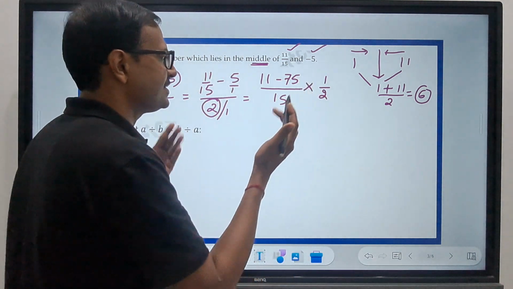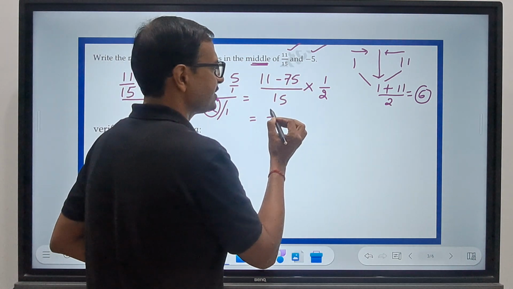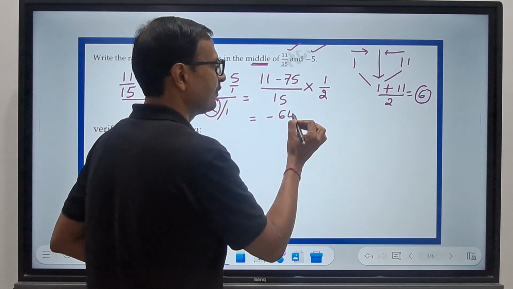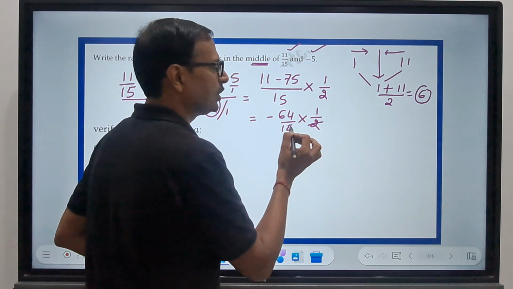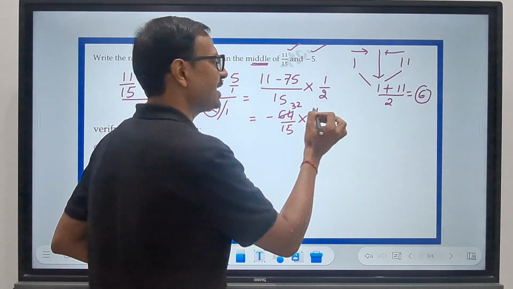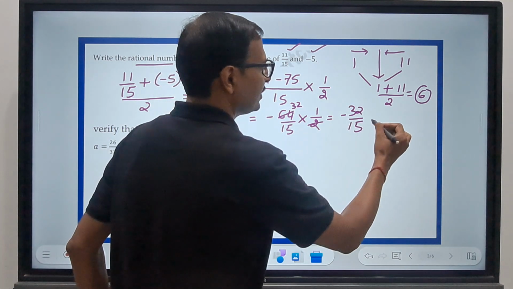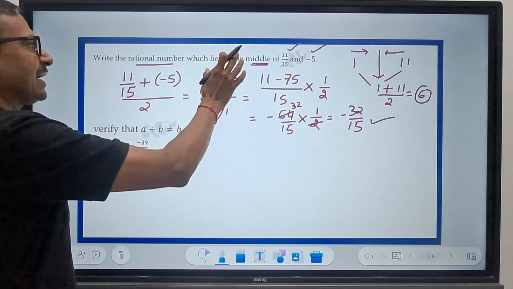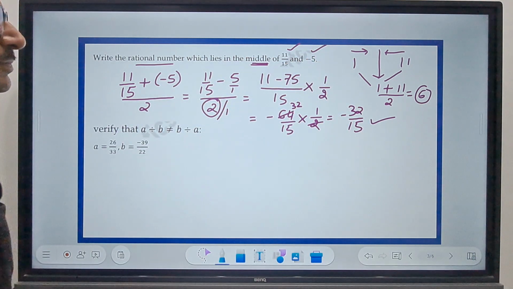And now pretty easy after that. So you just have to do 11 minus 75, which is minus 64, divided by 15 and times 1 by 2. So the 2 cancels with 64, 32 times, and you have your answer: minus 32 upon 15. Now this rational number is exactly in the middle of 11 upon 15 and minus 5.